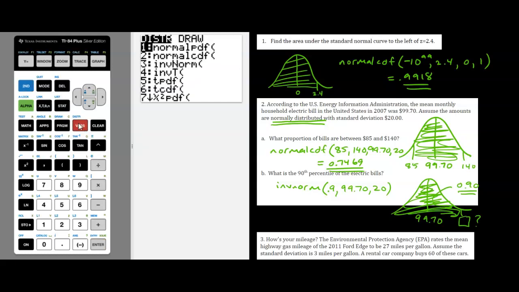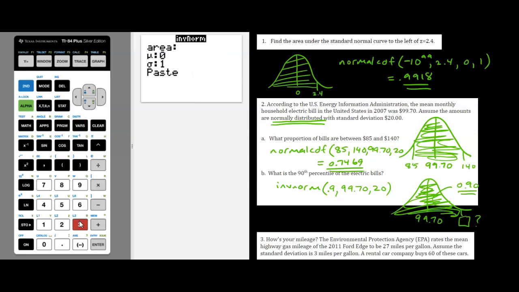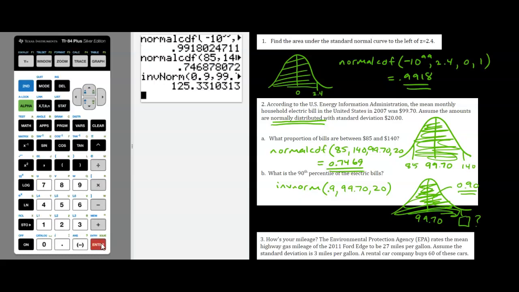into inverse norm an area to the left of 0.9, and then a mean of 9970 and a standard deviation of 20. We paste this in and we get a value that we were expecting to be greater than 9970. Again, that's why we sketched this out. We get a value of 125.33. So the 90th percentile of the electric bills is about $125.